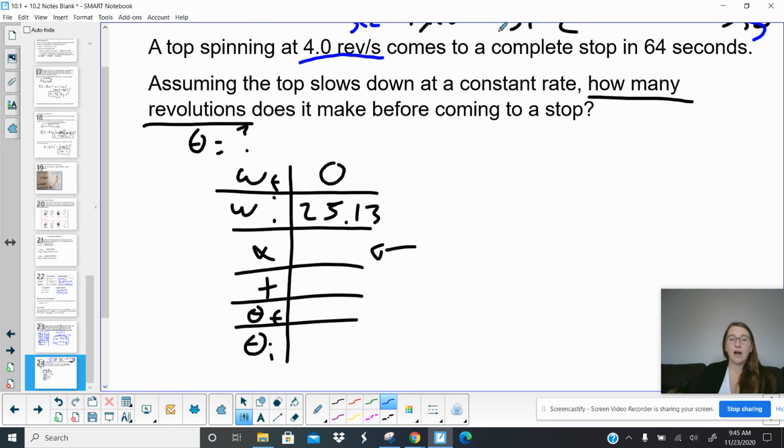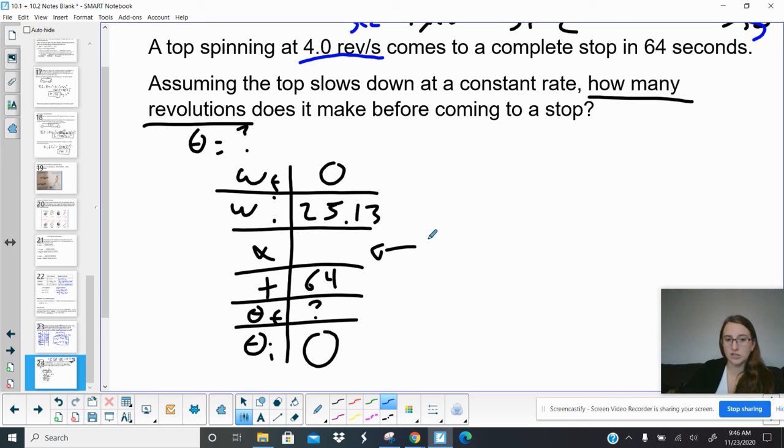We are looking for how many revolutions does it make before coming to a stop? So this is our end goal. How many revolutions final? Remember, guys, that if they ask for a final position and don't give us an initial position, we can automatically assume it's 0. So there's our initial angle, 0. We're looking for theta final. And there's one more thing, we have that at 64.